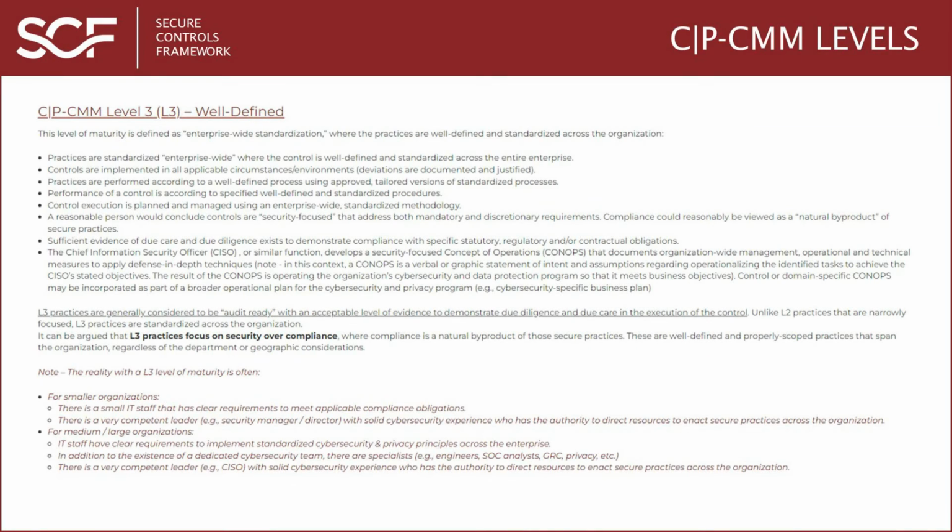At CPCM Level 3, this level of maturity is defined as enterprise-wide standardization, where the practices are well-defined and standardized across the organization. Practices are standardized enterprise-wide where the control is well-defined and standardized across the entire enterprise. Controls are implemented in all applicable circumstances and environments. Practices are performed according to a well-defined process using approved, tailored versions of standardized processes. Performance of a control is according to specified well-defined and standardized procedures. Control execution is planned and managed using an enterprise-wide, standardized methodology.